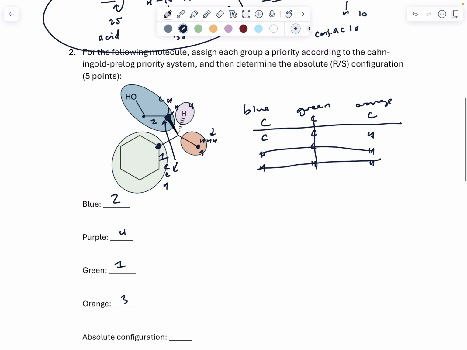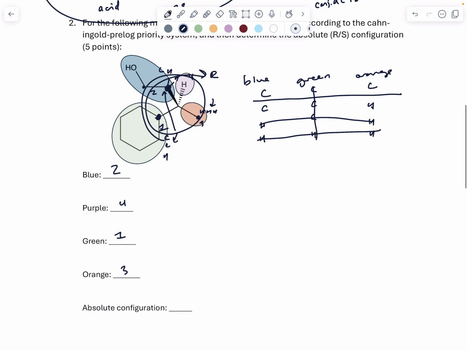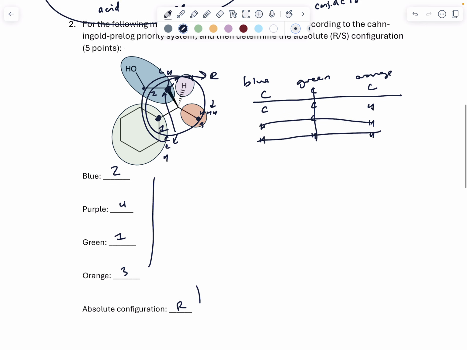So let's see, this would be, I already lost track. 1, 2, 3. So this would be our configuration. Now what we did is if you swapped 2 of them and you put S configuration, we counted it right. So if you put the right order here and you put R, then you got full points, all 5 points. If you put the wrong order here, you got 2 points off here, but as long as your configuration matched with what order you thought it was, you got 3 points total.